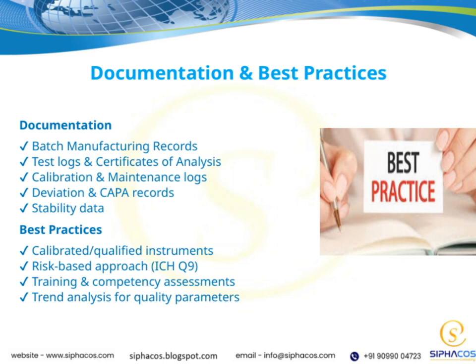Moving on to best practices, using calibrated and qualified instruments is fundamental to maintain accuracy and reliability. Adopting a risk-based approach, as outlined in ICH Q9, helps prioritize efforts where they matter most. Regular training and competency assessments ensure staff are up to date with current procedures and standards. Finally, trend analysis of quality parameters allows us to identify potential issues early, supporting continuous improvement. All of these practices tie back to our overall goal, ensuring product quality, safety, and compliance throughout the manufacturing process.